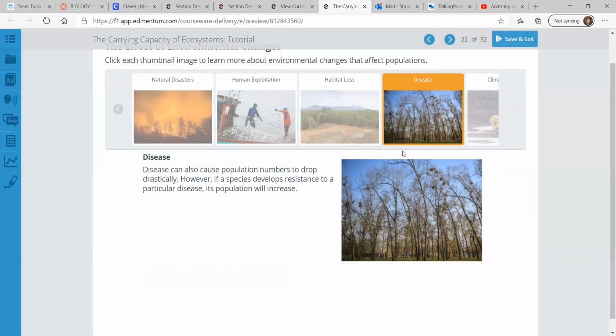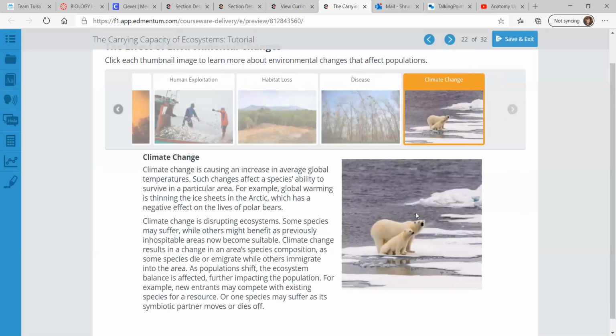Disease can also cause population numbers to drop drastically. However, if a species develops resistance to a particular disease, its population will increase. And climate change. Climate change is causing an increase in average global temperatures. Such changes affect a species' ability to survive in a particular area. For example, global warming is thinning the ice sheets in the Arctic, which has a negative effect on the lives of polar bears.